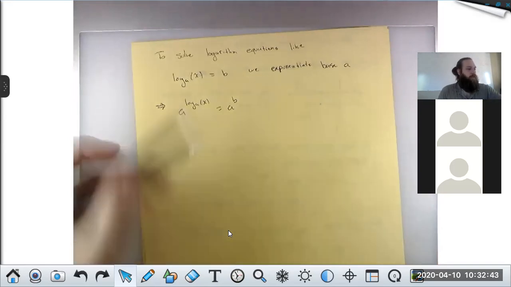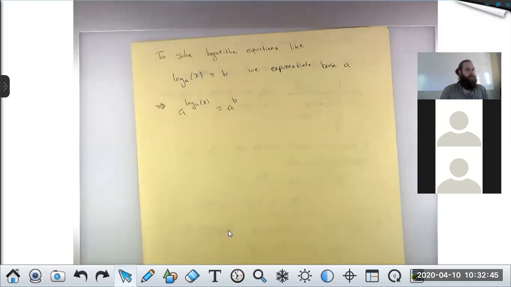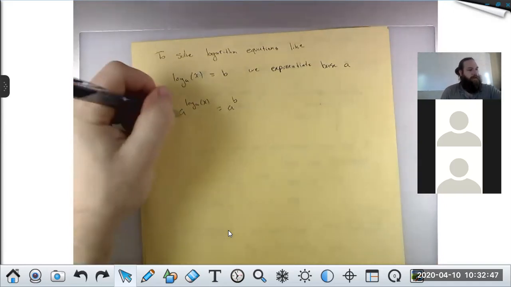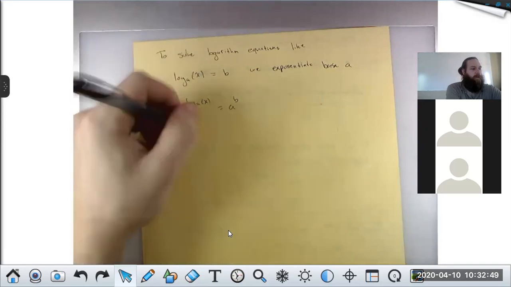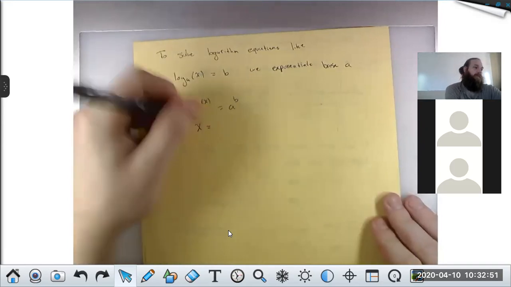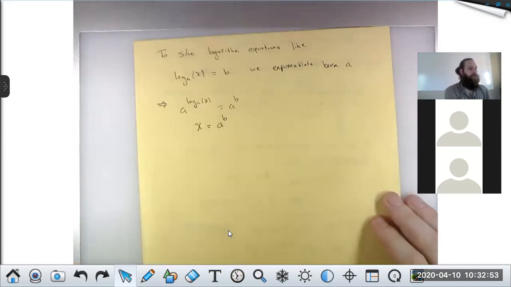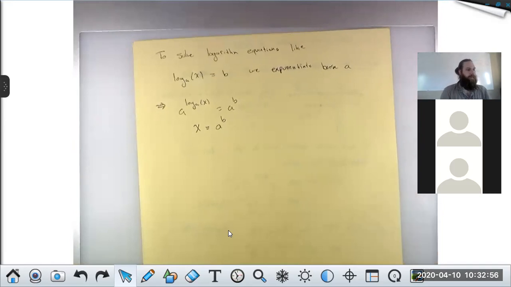And we always choose the base to match the base of the logarithm we're working with. We do that because these cancel each other out, and here we just get x equals a to the b. Since a and b are known constants, this solves the equation.